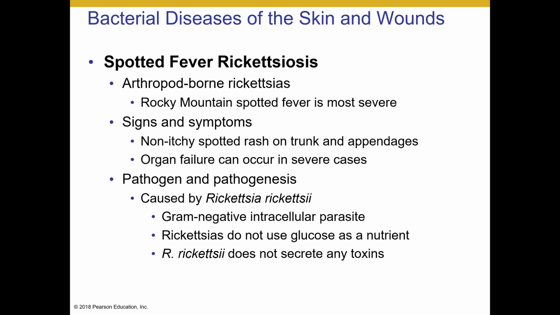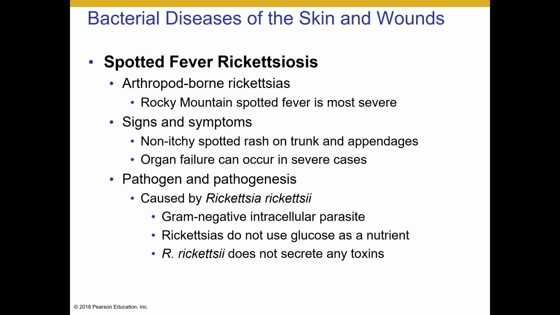Now we shift to Rocky Mountain spotted fever, which is caused by Rickettsia rickettsii. This organism is different from typical bacteria. It is a gram-negative intracellular parasite, meaning it must live inside host cells to survive. Unlike many bacteria, Rickettsia does not produce toxins and does not use glucose as its main nutrient. Instead, it damages cells by invading and multiplying within them.